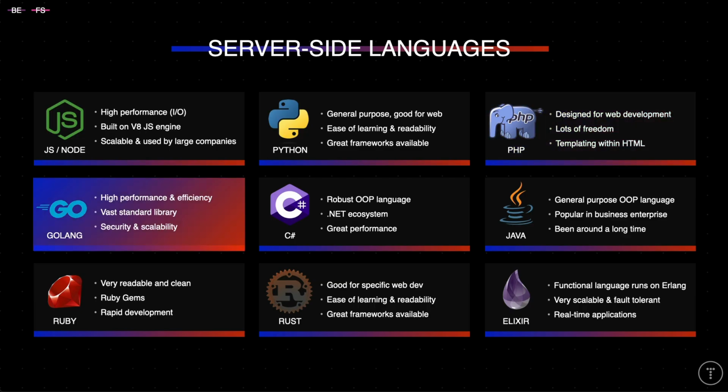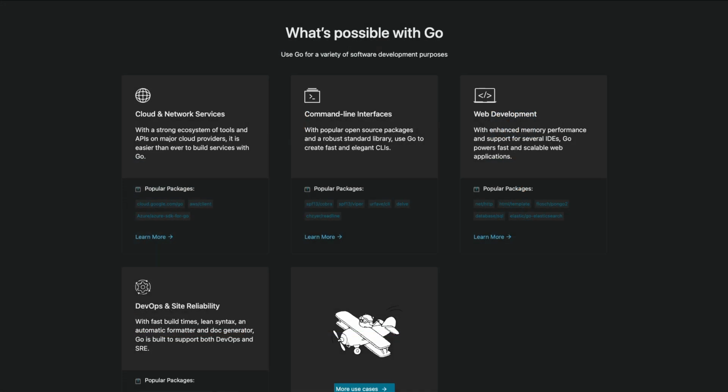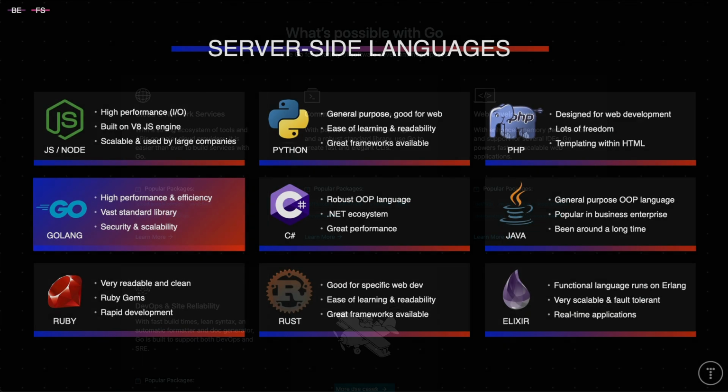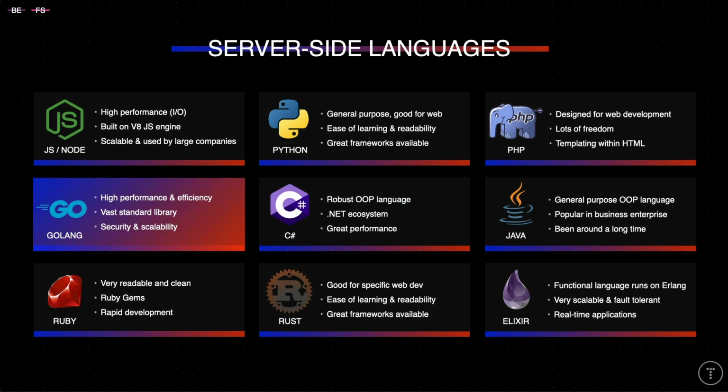Now, Go or Golang is a statically typed language developed by Google, and it's known for its performance and efficiency, which makes it suitable for building web services, APIs, and powerful applications. It's also great for building things like command line tools. It's a fairly new language, but it's growing in popularity.